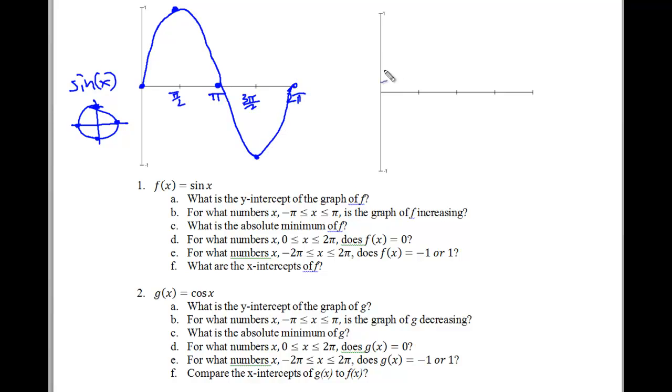Alright, now we're going to look at this cosine of x, and we're going to do the same thing. We're going to have pi and 2 pi. We're going to draw one cycle here, so pi over 2 and 3 pi over 2. And we'll draw a unit circle like so.